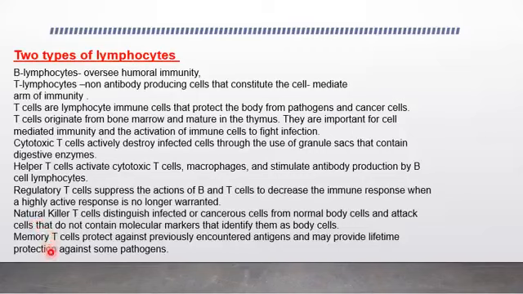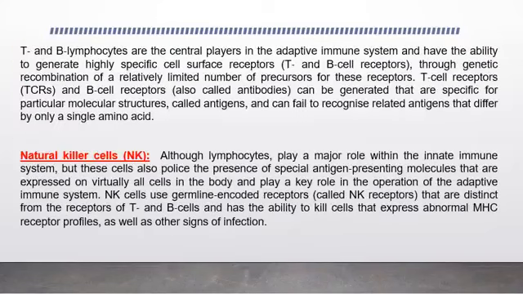And we've got as well the natural killer cells, which distinguish the infected cells, especially virus-infected or cancerous cells, from the normal body cells and attack them, since those cells do not contain the molecular markers that identify them as body cells. We've got as well the memory cells, which protect against previously encountered antigens and may provide lifetime protection against some pathogens.